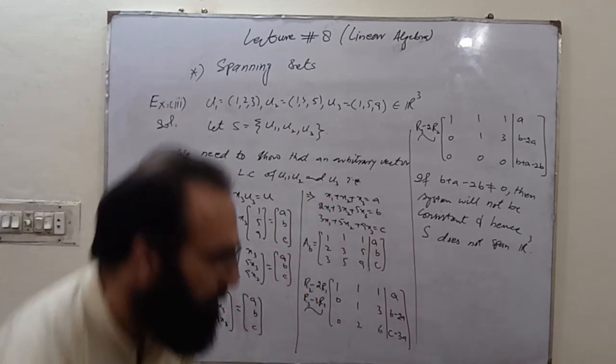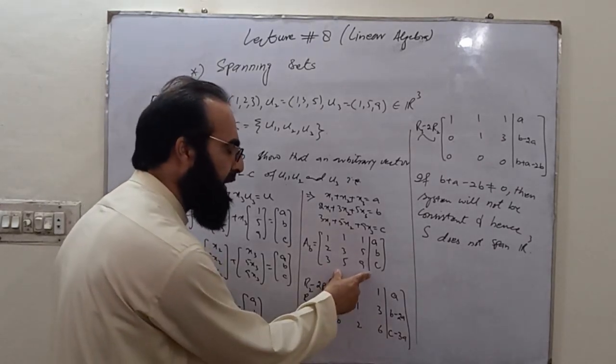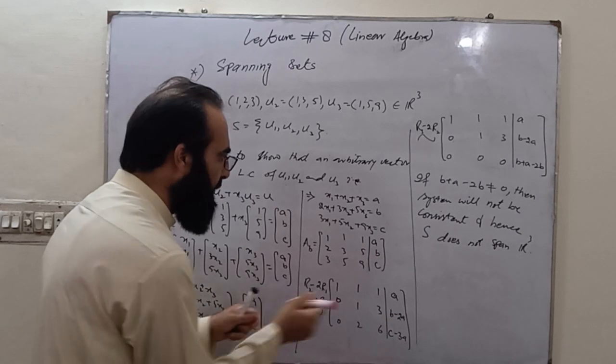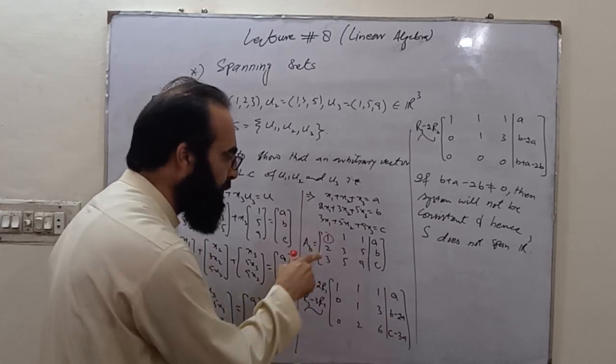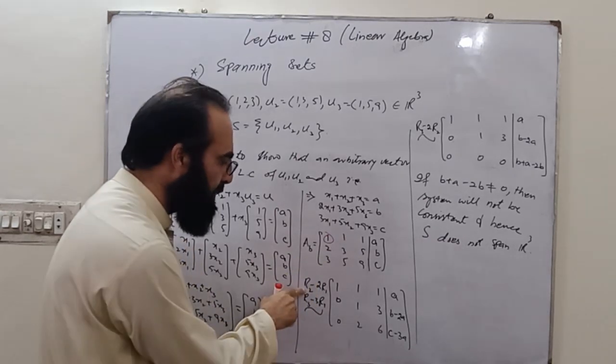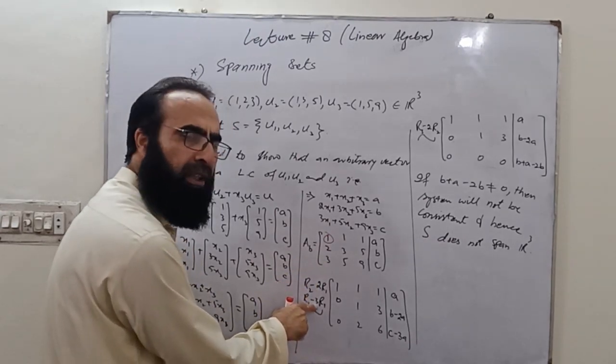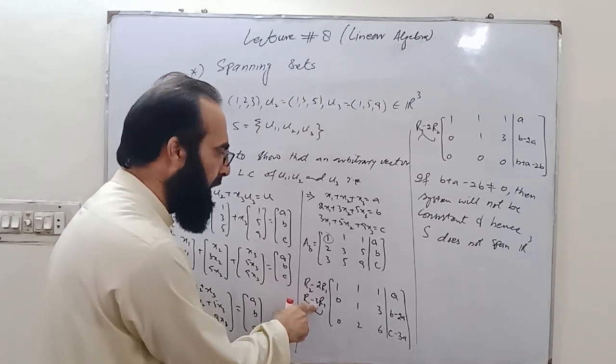After that, we have to transform this augmented matrix into echelon form. Since this one is our pivot entry, we have to eliminate 2 from the second row and 3 from the third row. That's why R2 minus 2R1 and R3 minus 3R1 are our desired row operations.